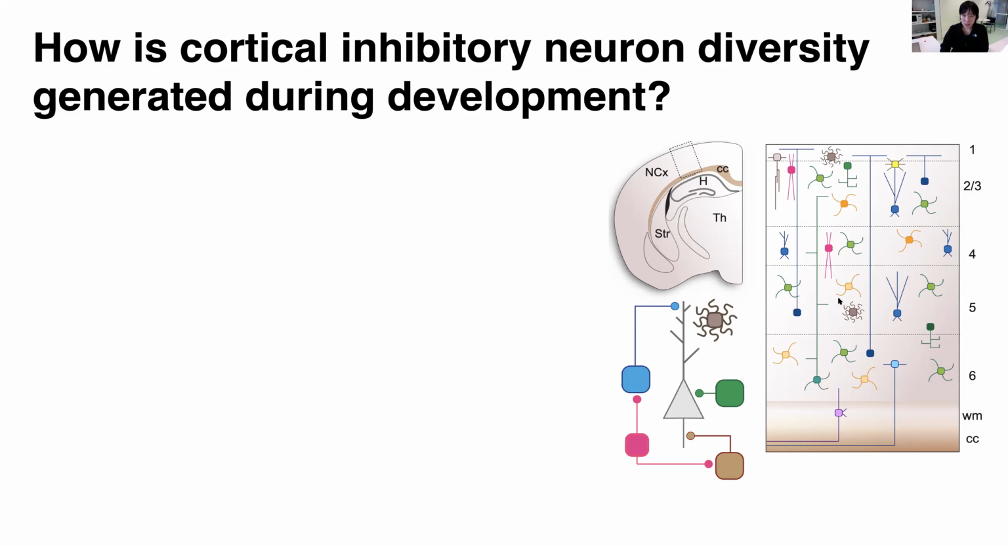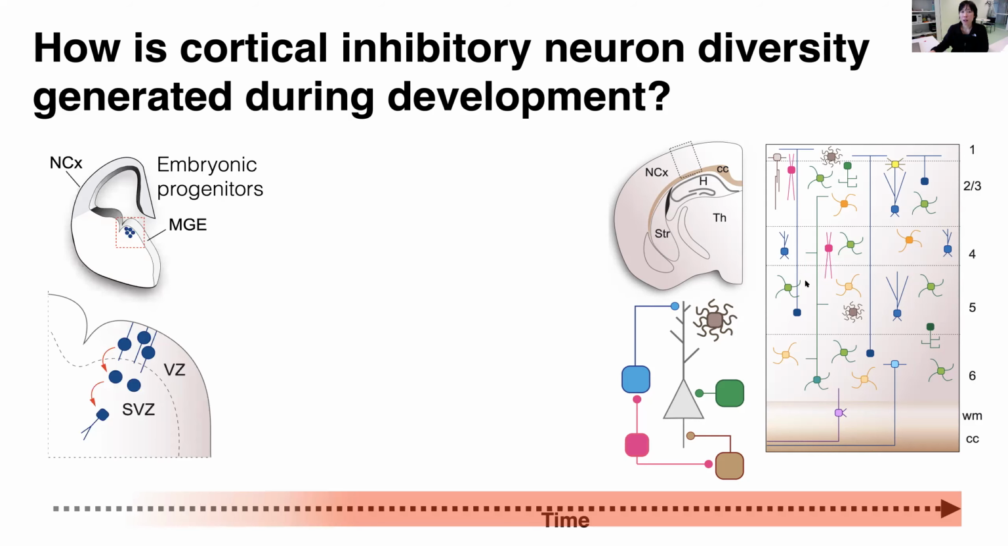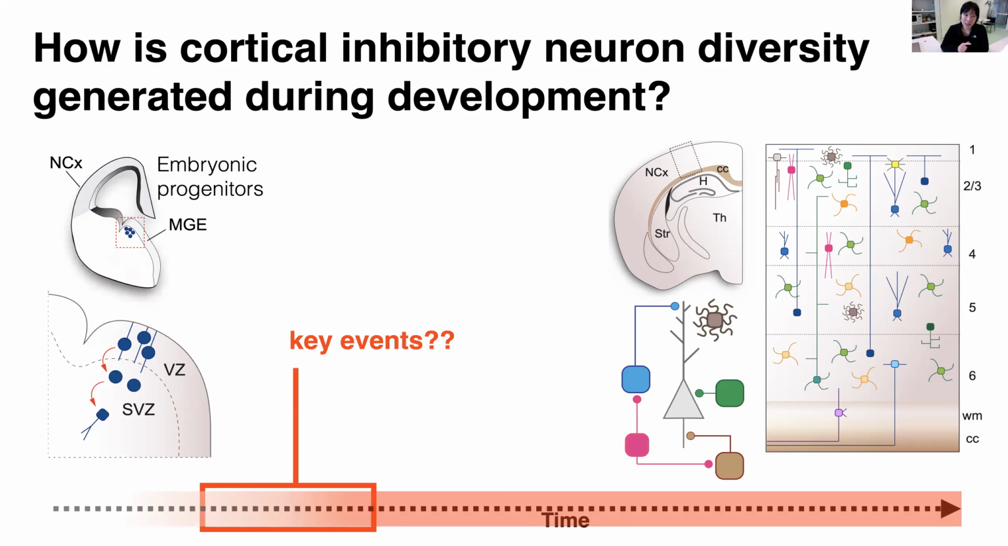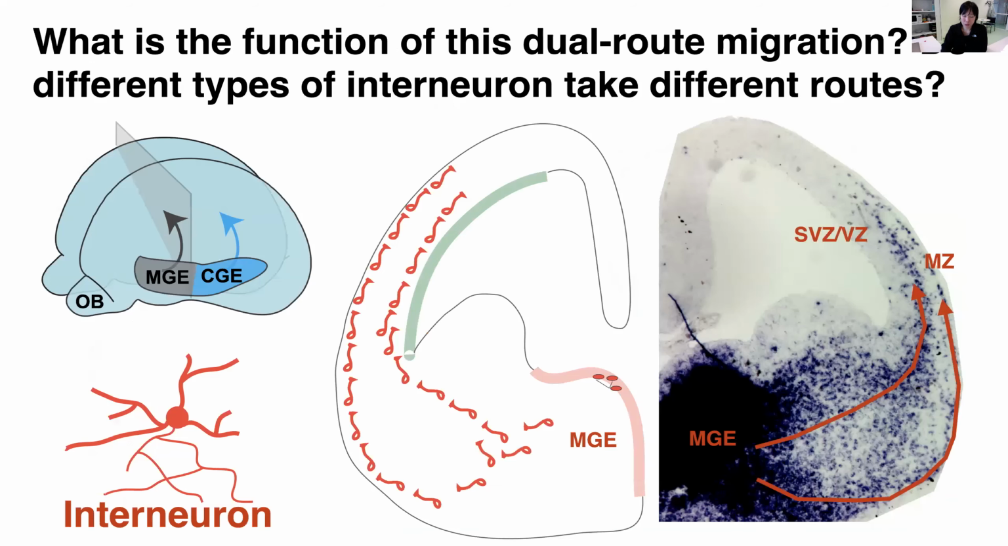But if we go back in time and look in development at the progenitor level and newly born neurons, all of them more or less look the same. So what are the key events that happen during development that allow neurons that more or less look the same to become this highly diverse structure and function? To get at this problem, we started the project looking at one key event, which is migration.